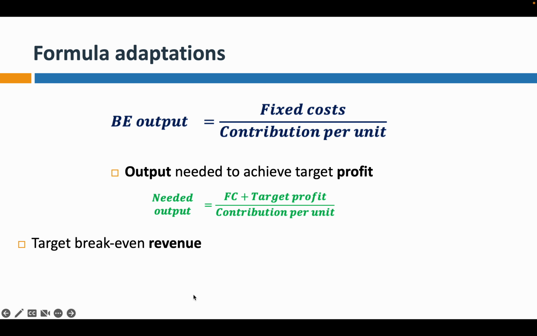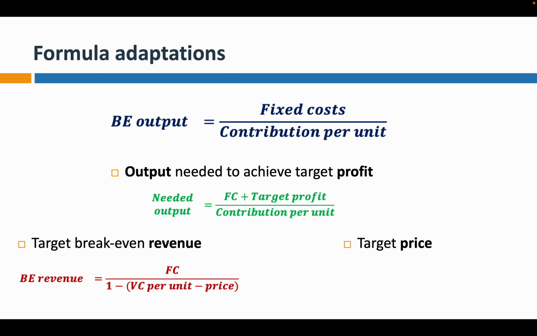Then the target break-even revenue could also be calculated using the original formula, just rearranging it a little bit. And the final resulting formula of adaptation would be this one. Break-even revenue equals fixed costs divided by 1 minus variable cost per unit divided by price.